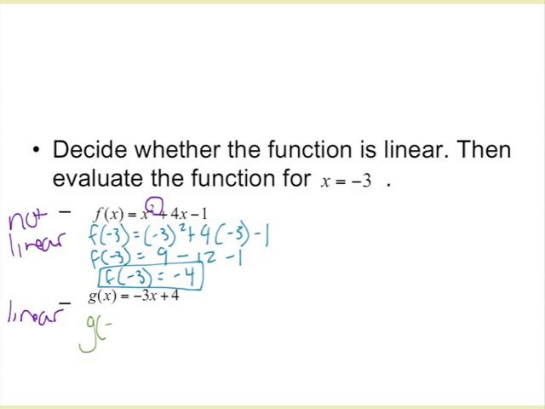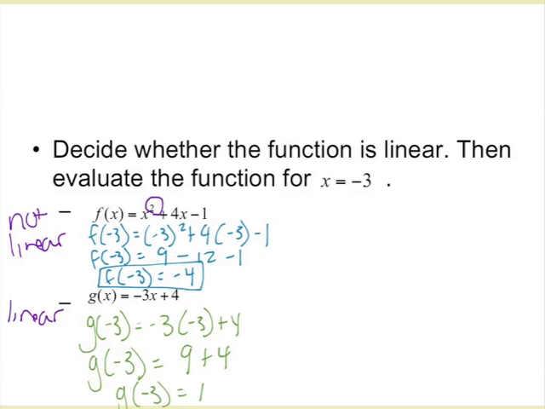For the second one, plug in a negative 3. Do the work on the right-hand side, gives 9 plus 4, gives me G of negative 3 is equal to 13. So it tells me my equation was G, what I plugged in was negative 3, and what I got out was 13.